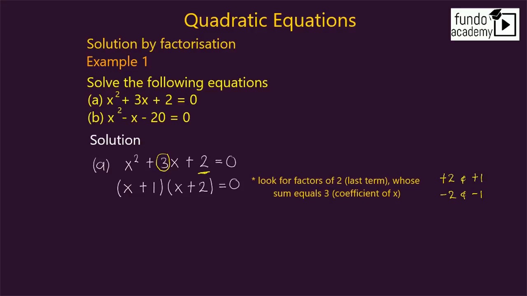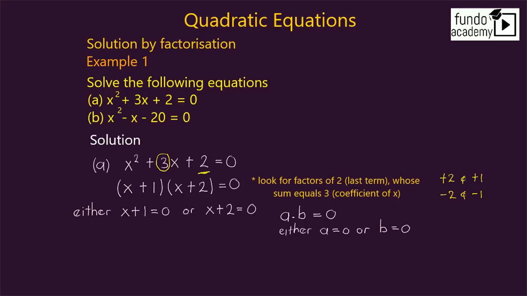Alright, next we now have a product of x plus 1 and x plus 2 giving us 0. Now remember, if you have a product of a and b giving you 0, what that simply means is that either a is equal to 0 or b is equal to 0, because for us to get a 0 from a product, either of the numbers multiplying each other must be equal to 0. So from our brackets, it's either x plus 1 is equal to 0 or x plus 2 is equal to 0, since the product here is giving us 0.